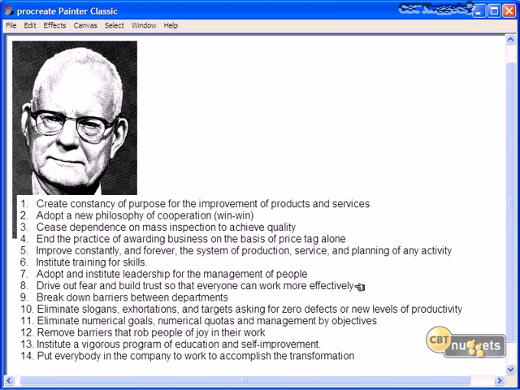Then, break down barriers between departments or business units. Abolish competition between business units. Build a win-win system of cooperation within the organization. Eliminate meaningless slogans and exhortations and targets for reaching zero defects or new levels of productivity. These things only create adversarial relationships, which result in low quality and low productivity. Eliminate numerical goals, numerical quotas, and management by objectives. Instead, substitute leadership.